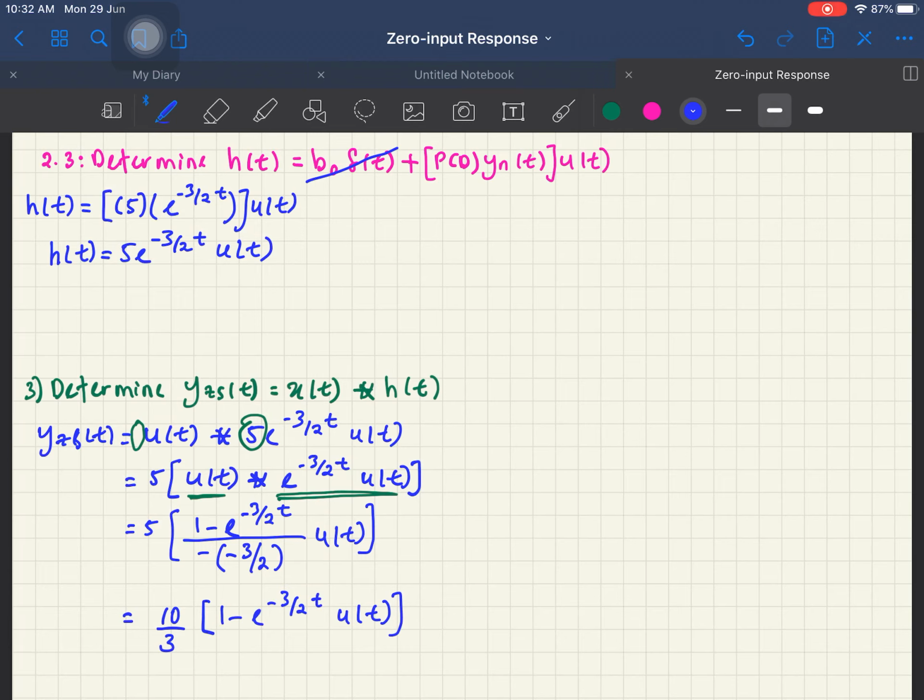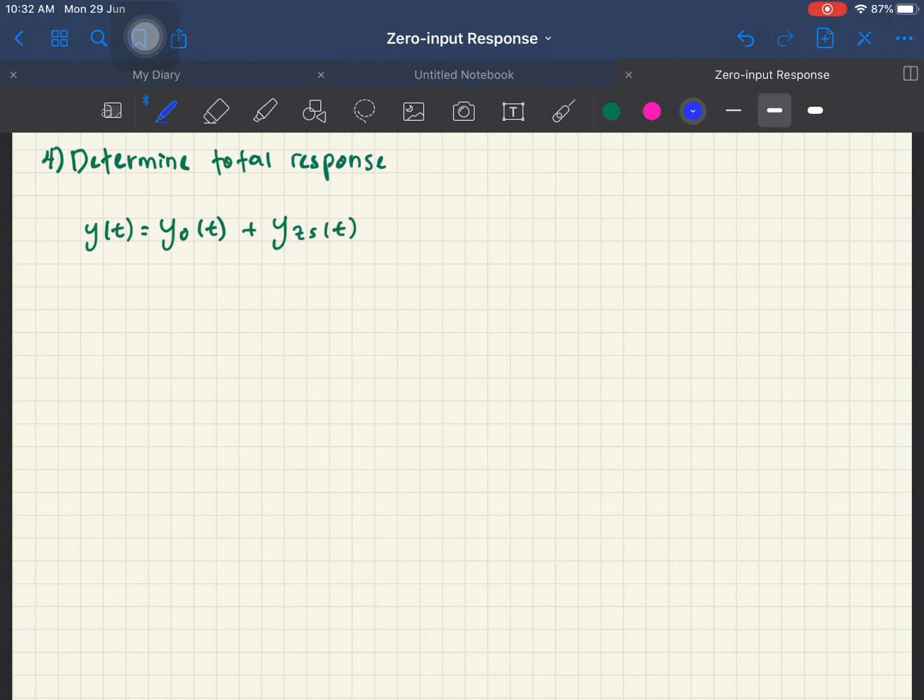The next step is to find the total response, which is the sum of the zero input response and the zero state response. For y of t, we have the zero input response that we calculated before, which is 3e to the minus 3 over 2t, plus the one from the previous step, 10 over 3 times 1 minus e to the minus 3 over 2t, u(t). So this is the total response of the linear differential system.